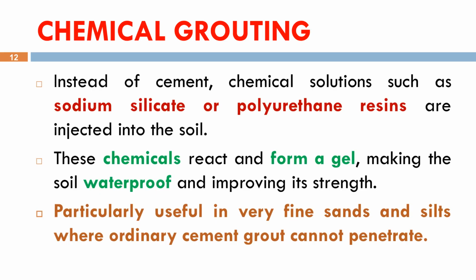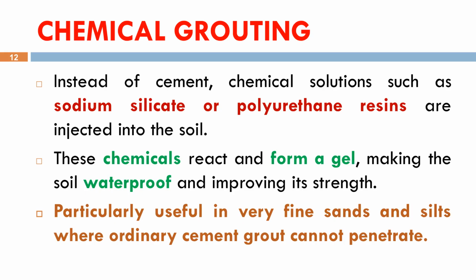The fourth method is chemical grouting. Instead of using ordinary cement grout, engineers inject chemical solutions such as sodium silicate or polyurethane resins into the ground. These chemicals react after injection and form a gel-like material that binds soil particles together while making the ground waterproof.